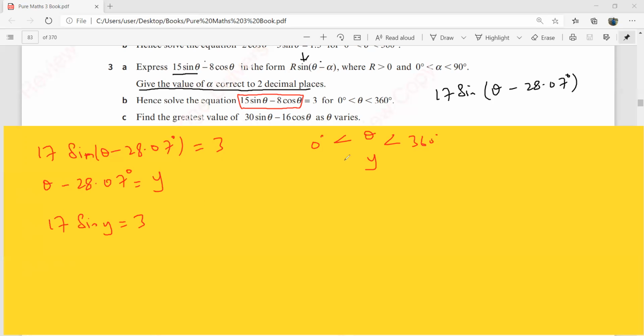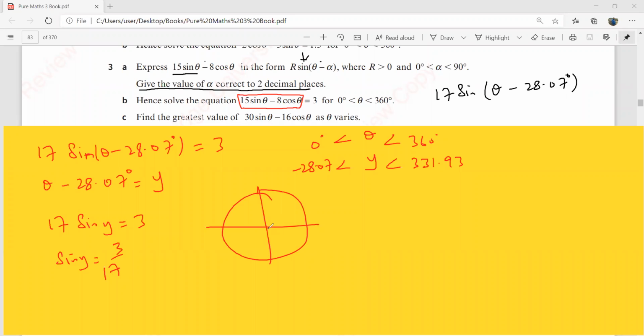So we should tell what the limits for y are. This is going to be minus 28.07. What is this? 360 minus 28.07. That is 331.93. Okay, so now your sine y is positive here. So this is going to be in these two quadrants here, Hannah. What is sine inverse of 3 over 17?